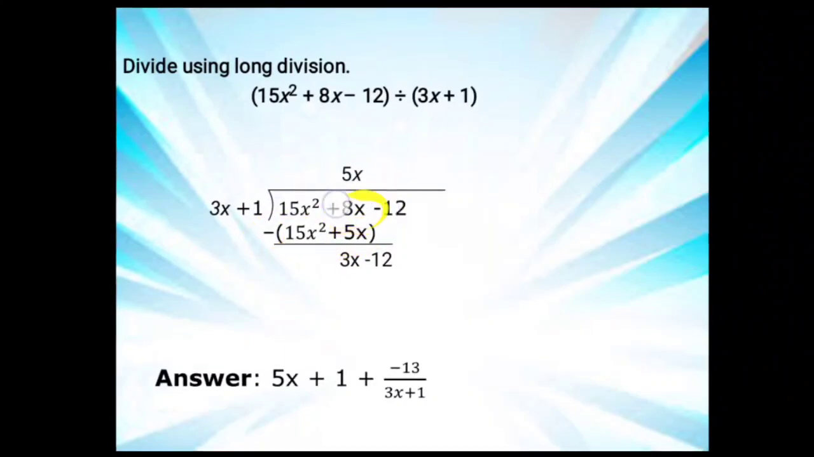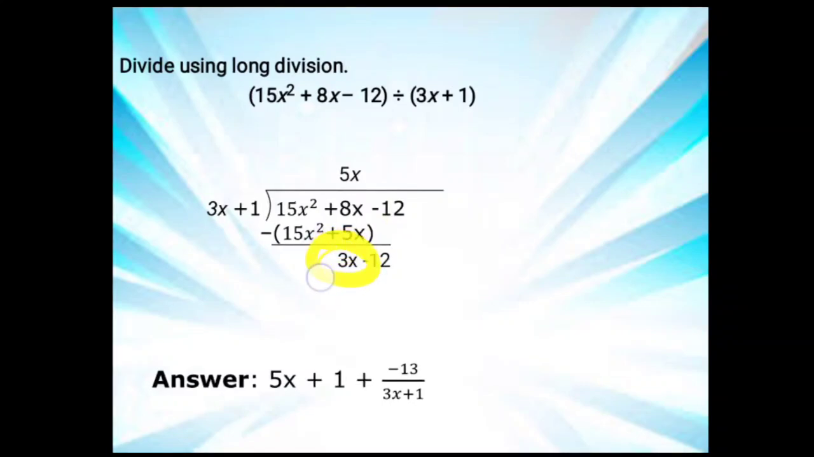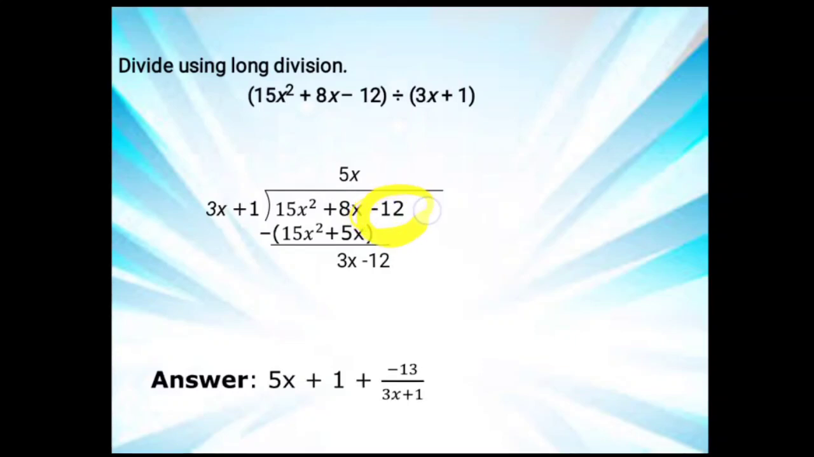8x plus negative 5x. Therefore, we have to subtract them based on the rule of addition. So 8x plus negative 5x is positive 3x. Then bring down negative 12. Okay? So we will be having 3x minus 12.